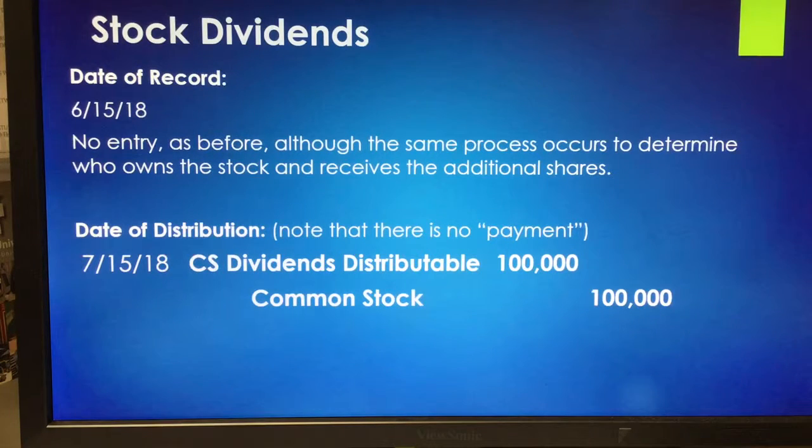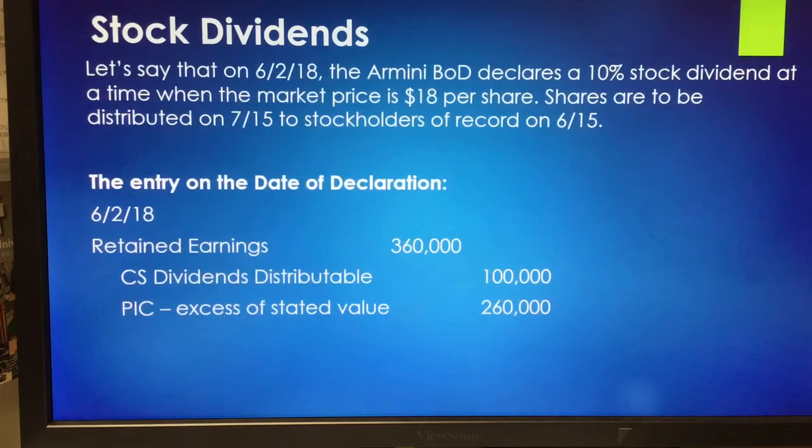On the date of distribution, the entry is a debit to common stock dividends distributable and a credit to common stock. So it looks very similar, as you can tell. The stock dividend entry is very similar to the cash dividend entries. Well, one of the key differences, as you can see, is this use of an account. There it is.